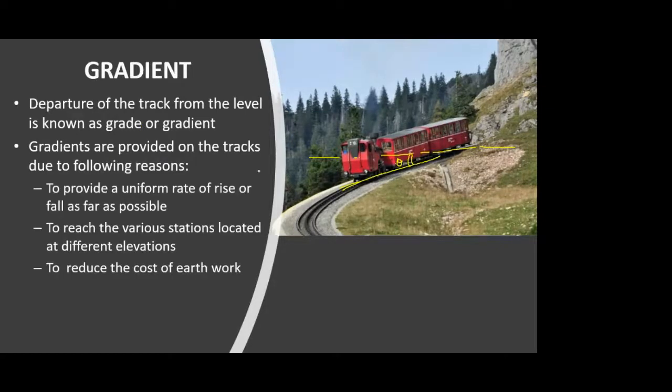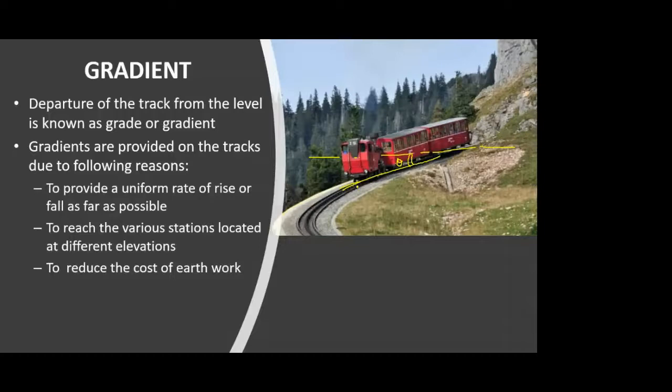Then the main reasons why we provide gradient: obviously in case of highways it becomes much easier to give a gradient, but in railways you have to consider a lot more parameters while giving a gradient to be incorporated in your alignment. The main reason is that you have a fixed track, and your engine and the bogies, whatever vehicle is traveling on those tracks, will follow a fixed path.